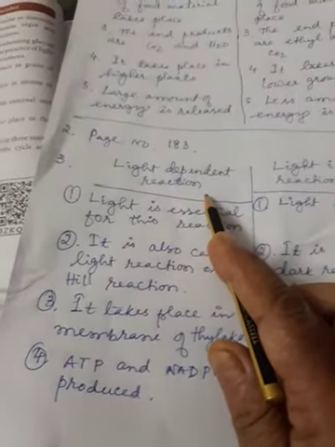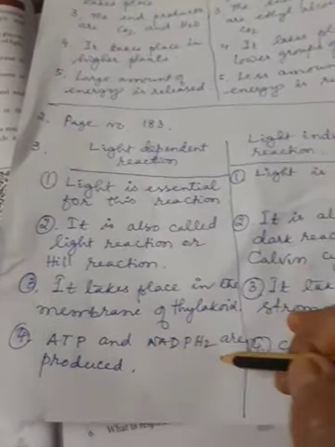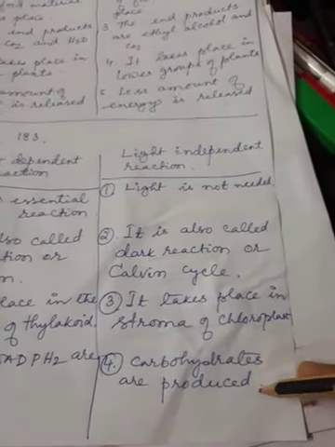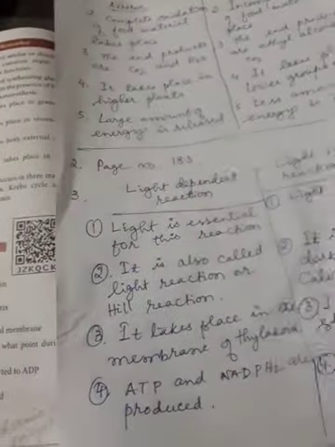What are the products of light dependent reactions? ATP and NADPH2. In light independent reaction, carbohydrates are produced. So these 4 points are very, very important. It is a book back question. It came also so many times in school exams.